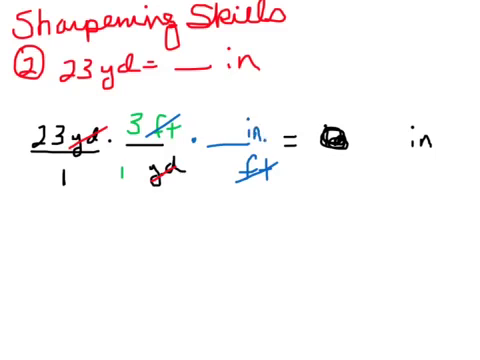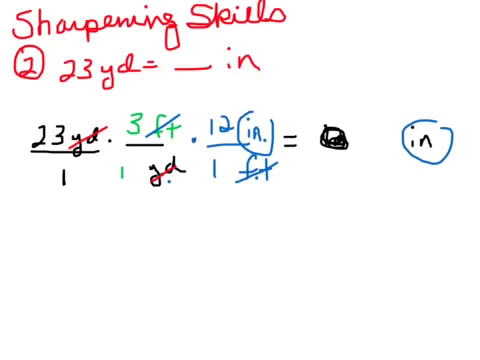And so if I multiply what I have so far by 1, I'm still going to have the same amount. I'm just going to change the way it looks. Well, how many inches are in a foot? Well, there's 12 inches in 1 foot. Okay, if you look, my yards have canceled out, my feet have canceled out. I've got my inches that I wanted in my answer, so it's time to multiply.